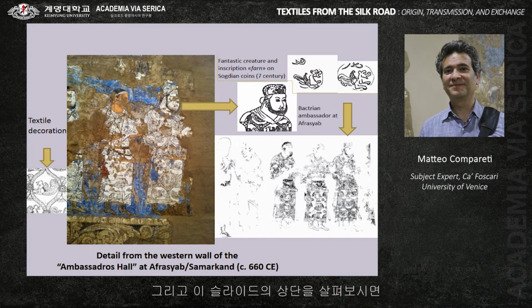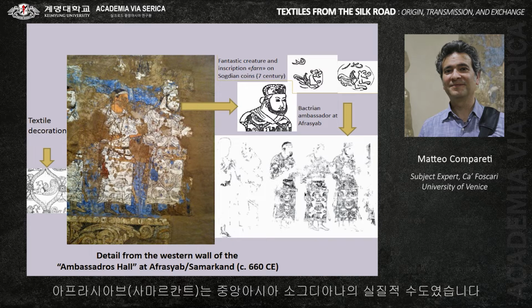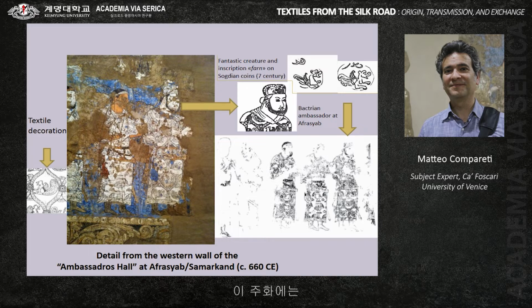And if you look in the upper part of this slide, in the upper right corner, you can see some counter marks on Sogdian coins. Afrasiab, Samarkand are practically where the capital of ancient Sogdiana, this Central Asian region. And in these coins, we have a representation of this creature, which is very similar to the one we have on the garment of a man in Afrasiab paintings and in the wild boar hunting panel in Takebustan.